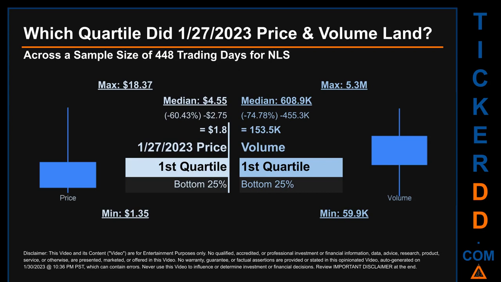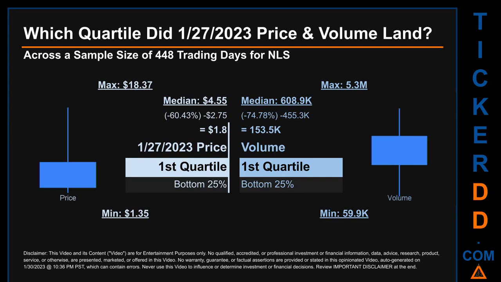Which quartile did January 27, 2023 price and volume land? Across a sample size of 448 trading days, the maximum end-of-day price for NLS was $18.37 while the minimum was $1.35. Within that price range, January 27, 2023 price, of $1.80, landed within the first quartile, meaning it was within the bottom 25% of all sampled end-of-day prices. The day's volume landed within the first quartile, at the bottom 25% of all sampled daily volume, which saw a max daily volume of 5.3 million and a minimum of 59.9 thousand.